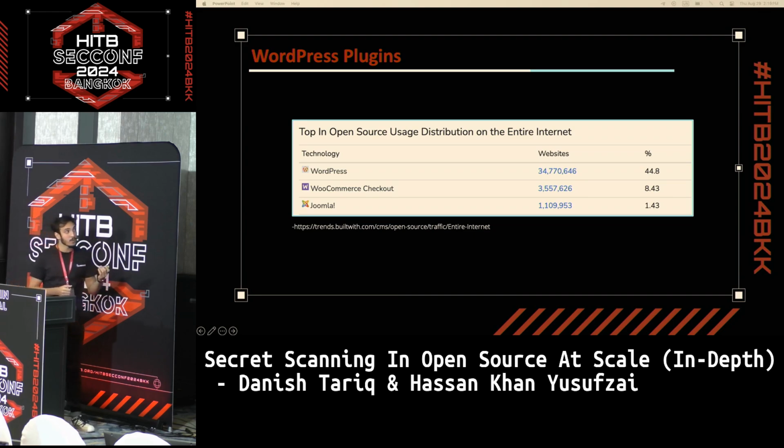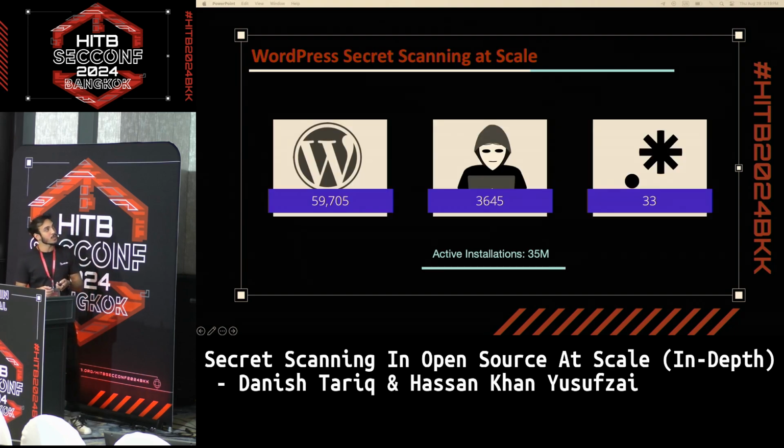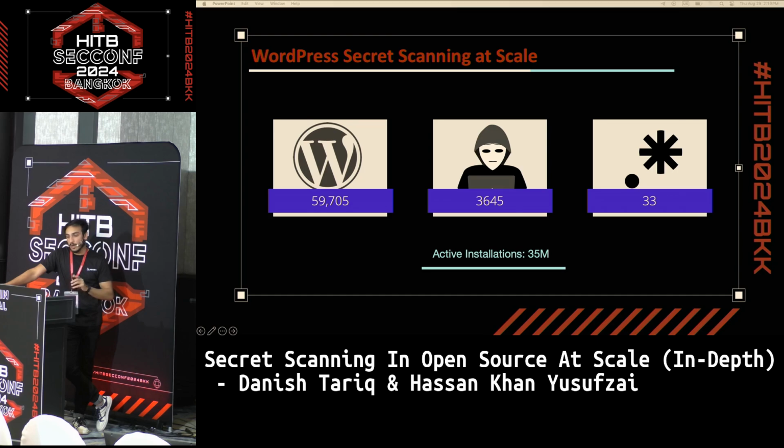Why WordPress plugins? Because 44% of the internet has been using WordPress, right? The WordPress CMS is the most used on the internet. So in the first part of this research, we collected around 60,000 WordPress plugins, which were active plugins. None of them was inactive. And through these plugins, we were able to identify almost 3,500 plus exposures, right?